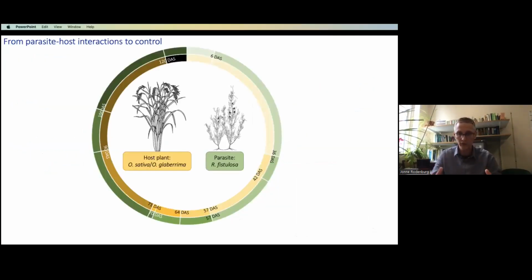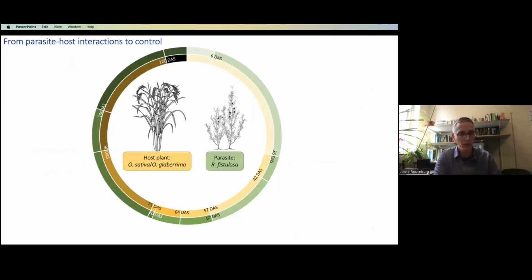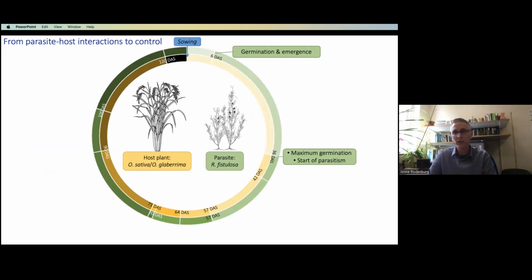Now, based on all this work on the host effects and the parasite-host interactions, we could draw a timeline for both the parasite and for the host. Let me start with the parasite. After sowing, around 6 days after sowing, you can expect germination and emergence of the parasite. Then around 36 days, we can see maximum germination and really the start of parasitism. So it takes quite some time before they start to parasitize.